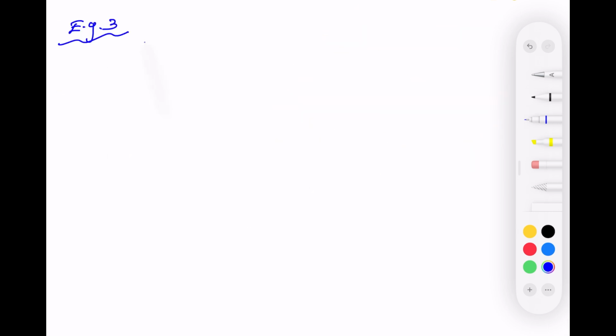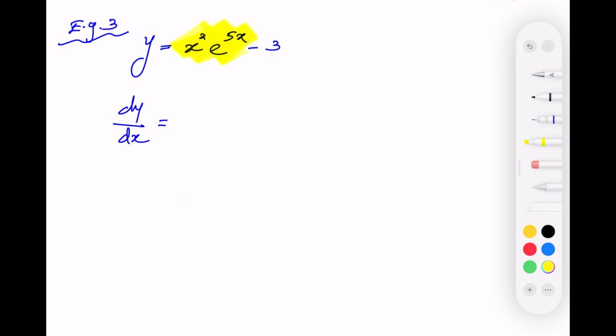This time we will differentiate the function given as y equals x squared e to the 5x minus 3. When you find dy by dx, how would you differentiate this first part? Please note that it's a product of 2 functions of x, which means you need to use the product rule. So what is the product rule again? If you have a product of 2 functions f times g to be differentiated, it's going to be equal to f prime g plus f g prime.